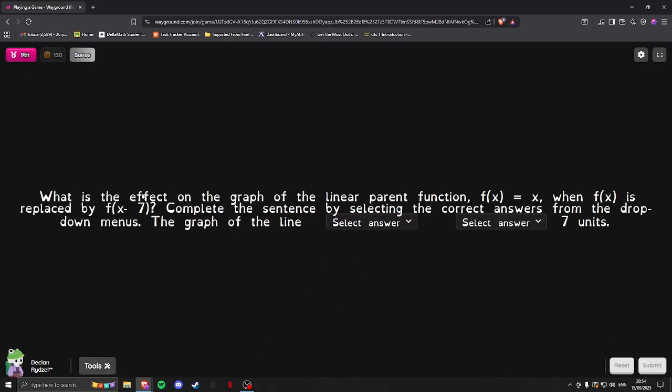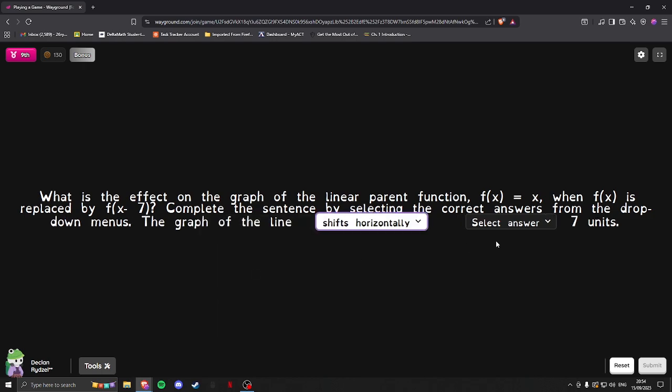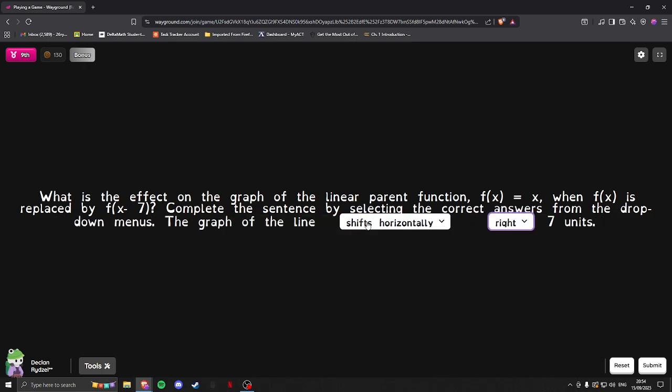Okay. So, what is the effect on the graph of the linear parent function f of x equals x when f of x is replaced by f of x minus 7. So this is just like basic algebra 1 transformations. So the graph of the line shifts horizontally to the right.